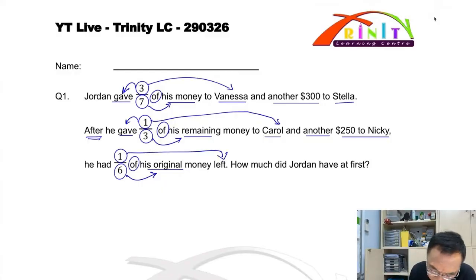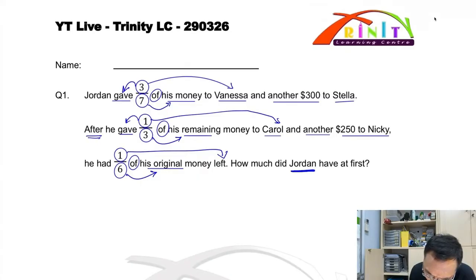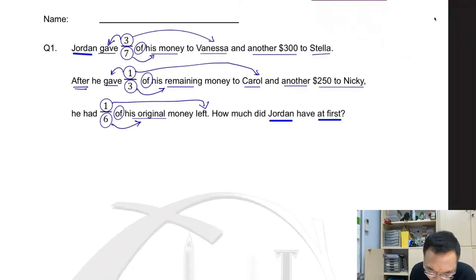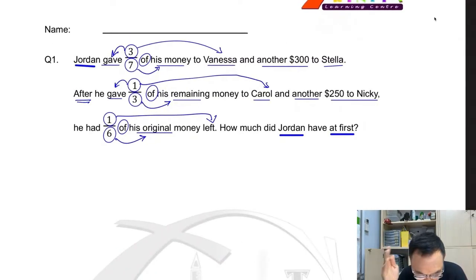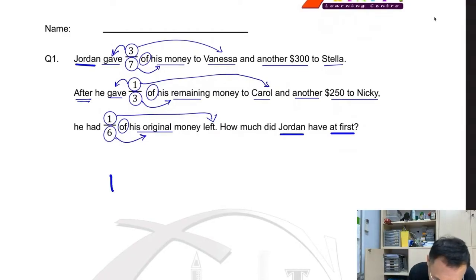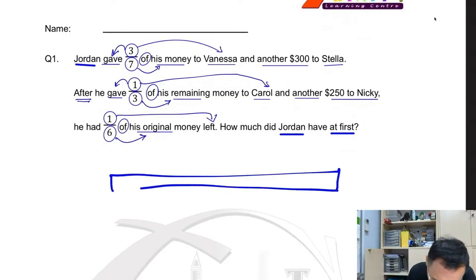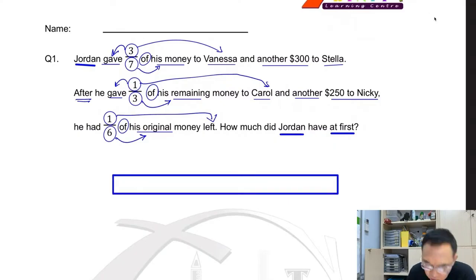And then finally, the question is Jordan at first. In other words, the question is total. All right, so let's begin. Okay, and everyone, can you all tell me, is the remainder 4 units? Yes or no? Very good. The answer is no. Because after he gave 3/7 to Vanessa, that's not all he did, right? So he gave 3/7. So what I'm going to do is I'm just going to draw 7 first, just to get the question started.